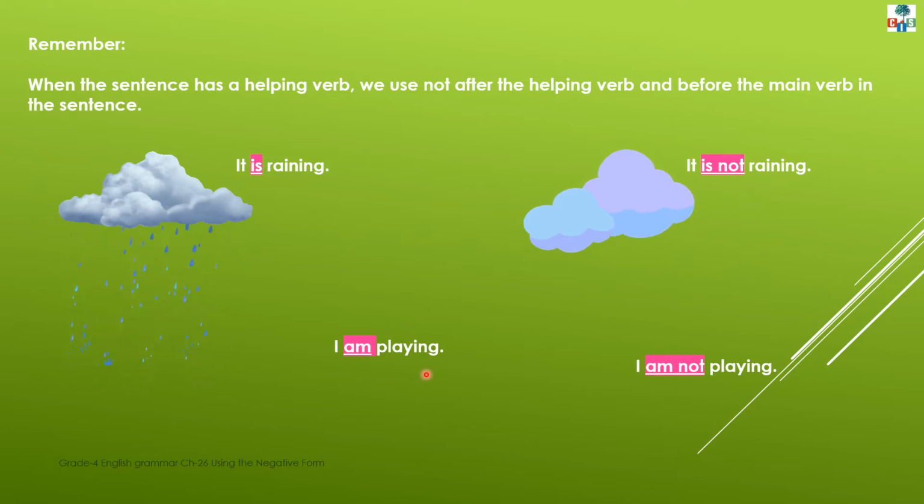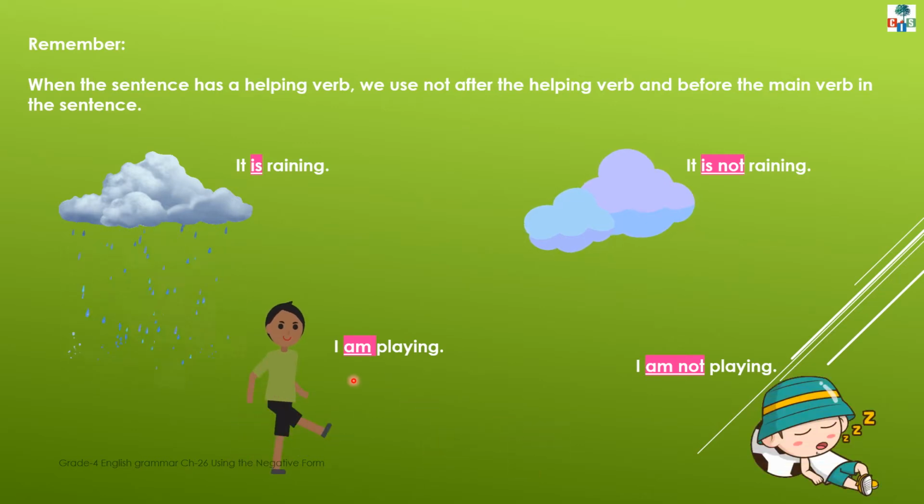Now, see this example. I am playing. Yes, here in this sentence, am is a helping verb. So, what will you do to make it into a negative sentence? You will put not after the helping verb and before the main verb. Now see this. I am not playing. Understood? So like this, whenever there is a helping verb in a sentence, you will put not after the helping verb to change a sentence into a negative one. Clear?